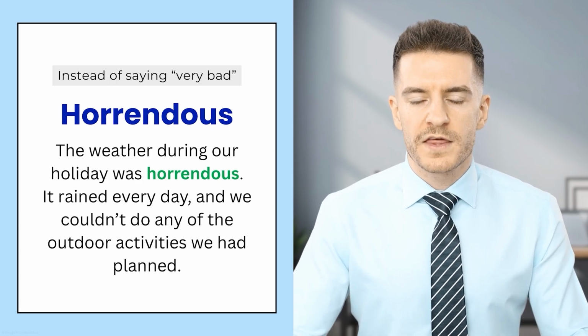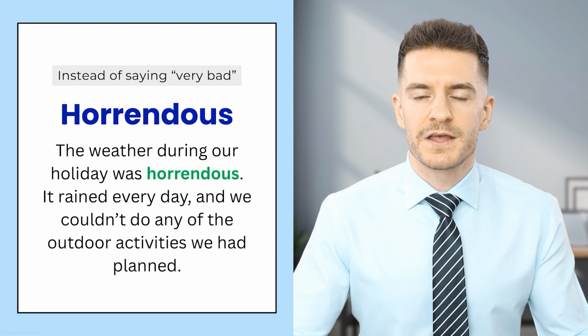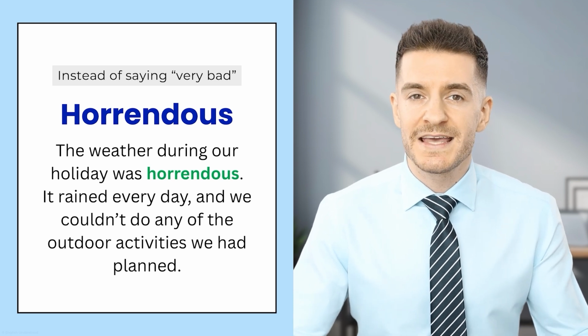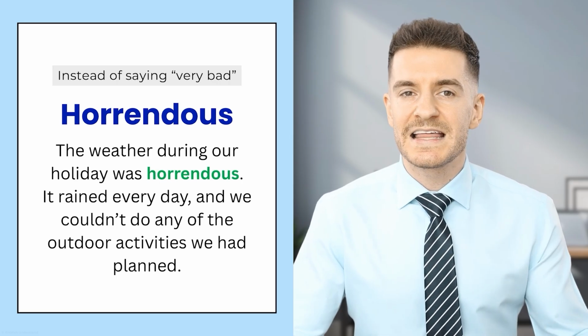So, if the weather was horrendous, yeah, it probably means it was raining a lot. Maybe it was very cloudy. Maybe there was a storm. Maybe there was lightning, thunder.